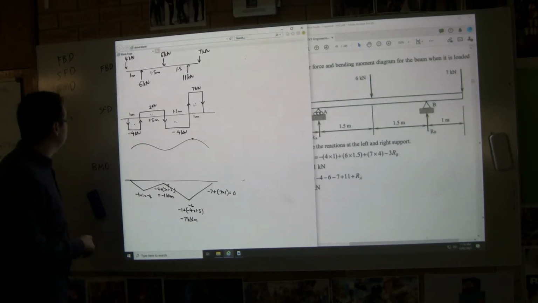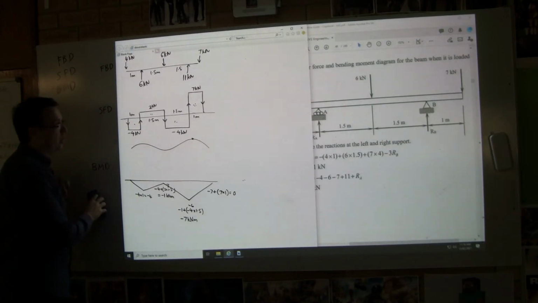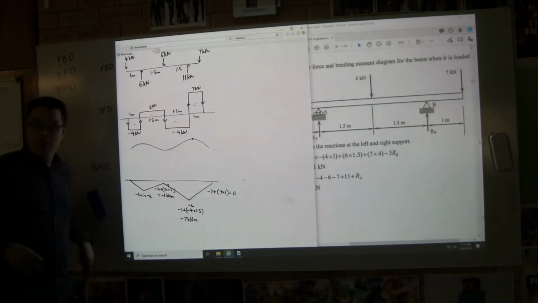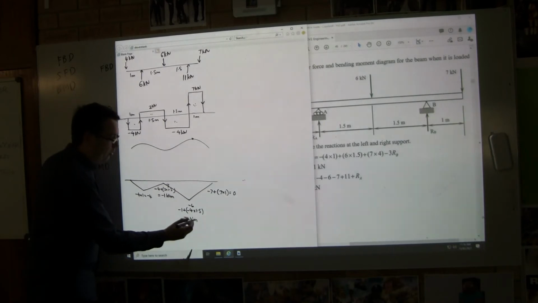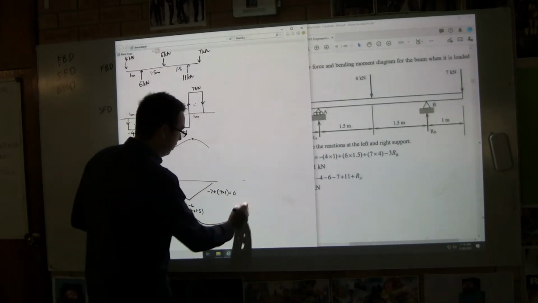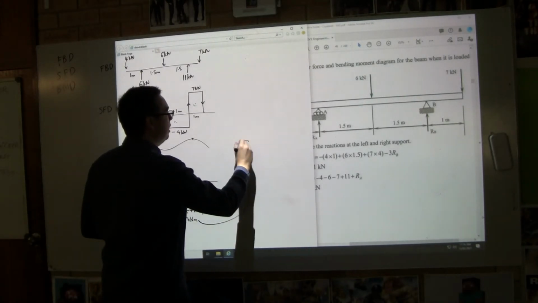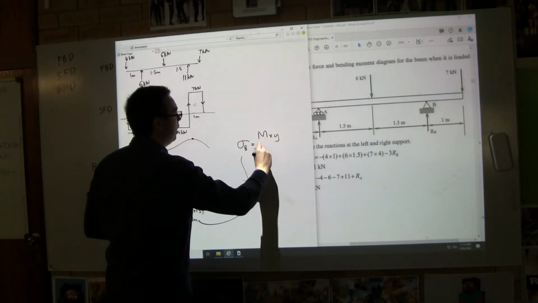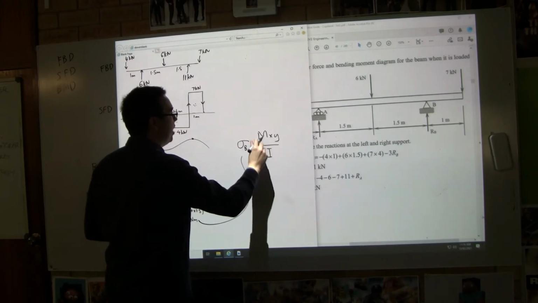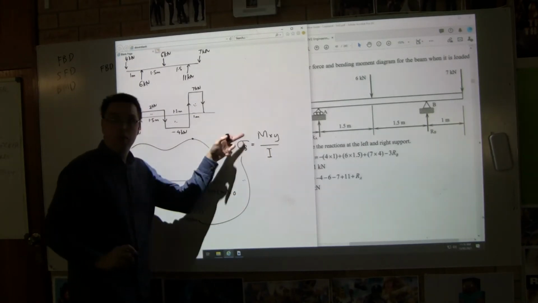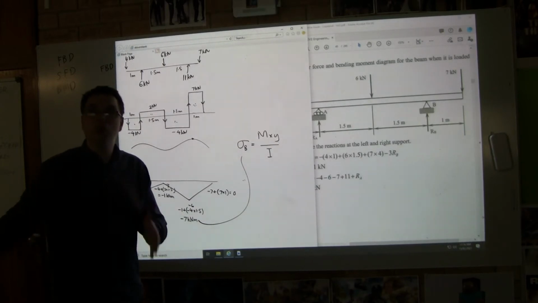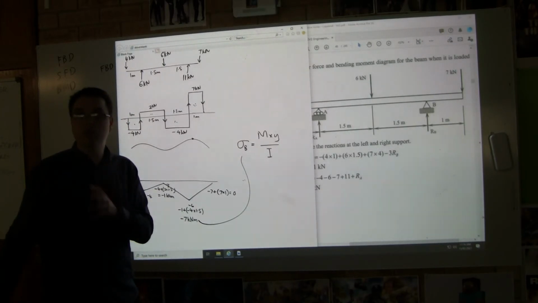Let's move on to our next one. I don't think there's anything else we really want to work out here. We would design our beam for this value, right? So we'd say sigma b equals M times y over I. The value we would use for M is 7 kilonewton meters. We wouldn't write minus 7 kilonewton meters, we just care about the absolute value.